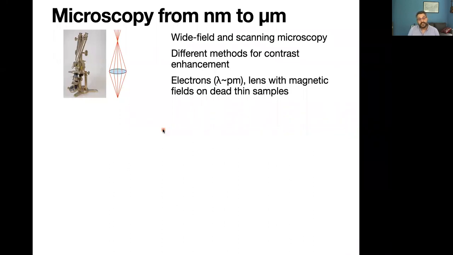And just as Deanna said, a microscope really is just a lens. It's just like a magnifying glass. A magnifying glass counts as a microscope in as much as anything else. And it takes an object here. If that object is emitting light or scattering light, I can put a lens and I can make an image of that scattered light somewhere else.